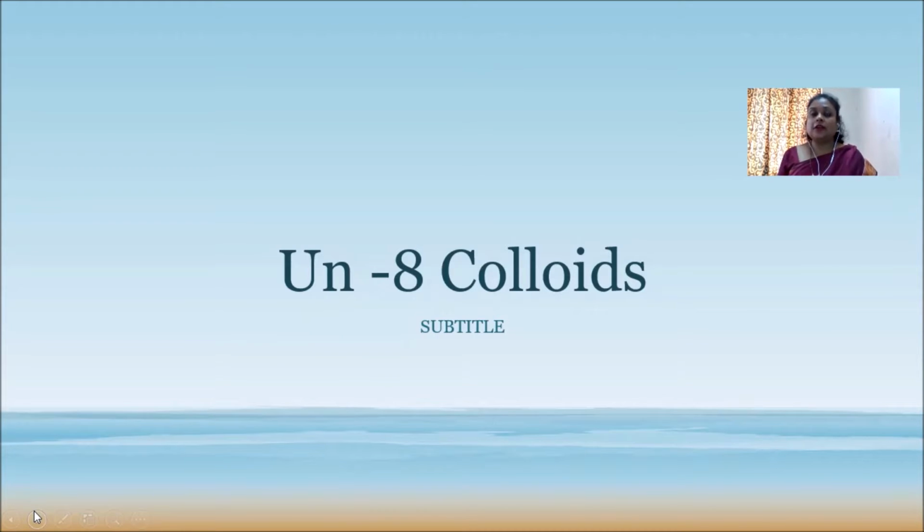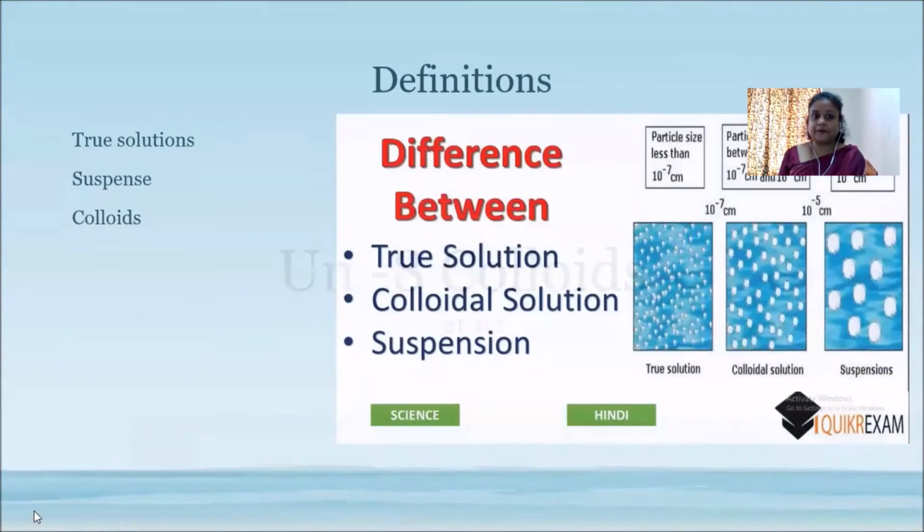Now talking about the next solution, which is suspension. Take an example, you're preparing tomato juice. You have the seeds which are suspended. So this is a heterogeneous solution and it is known as suspension. Now between these two lies a third solution which is known as colloids. So let's talk about colloids in detail.